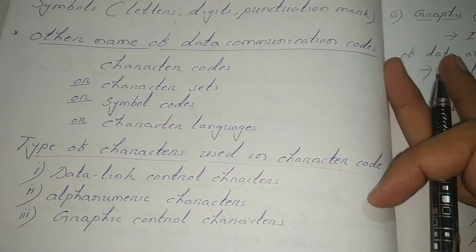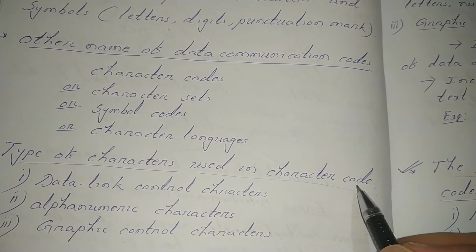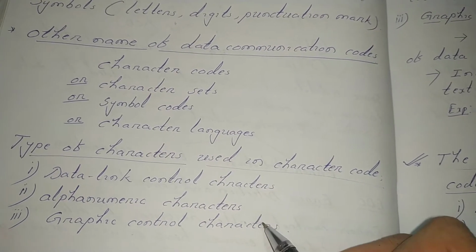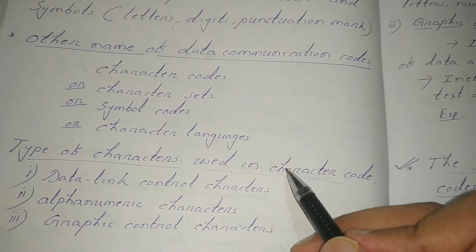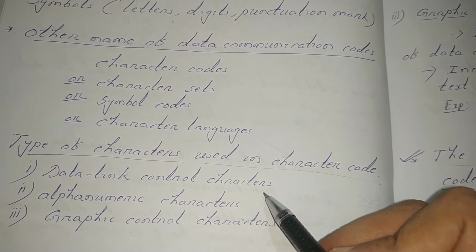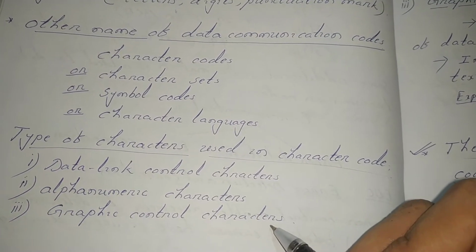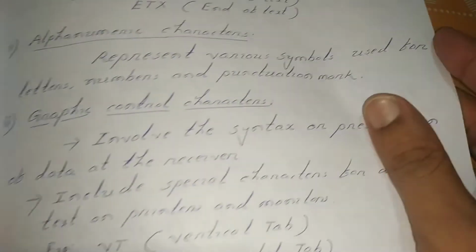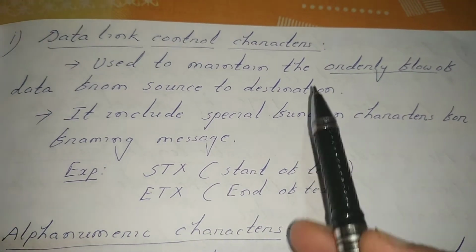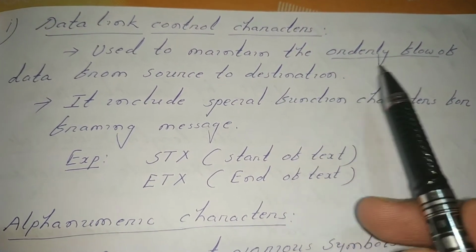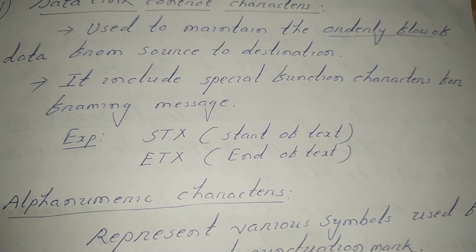Then let's see what are the different types of characters used in the character code. Basically three different types of characters are used in the character code or your data communication code. These are data link control characters, alphanumeric characters, and the graphic control characters. So first see data link control characters.